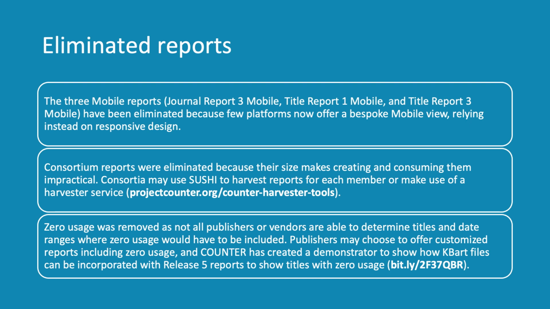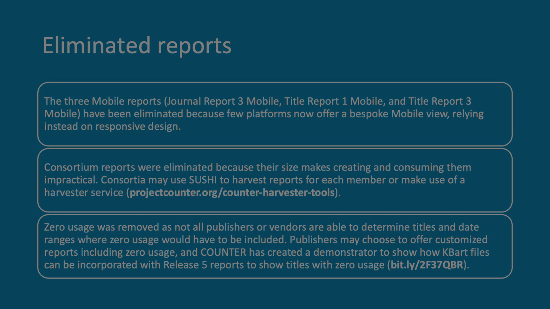For technical reasons, not all publishers or vendors are able to determine for which titles and date ranges zero usage would have to be included in their reports. If their systems can deliver this information, publishers and vendors may choose to offer customized reports that include zero usage. Counter has created a demonstrator in Excel to show how KBART files can be incorporated with Release 5 reports to show titles with zero usage, and this is available from the Counter website.